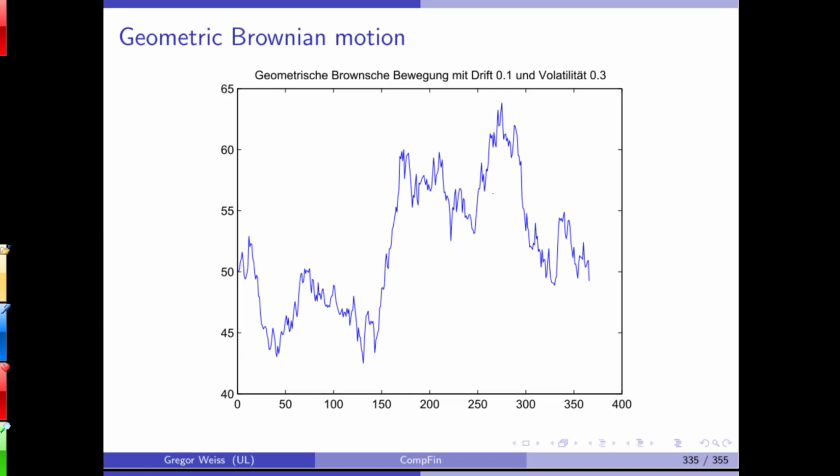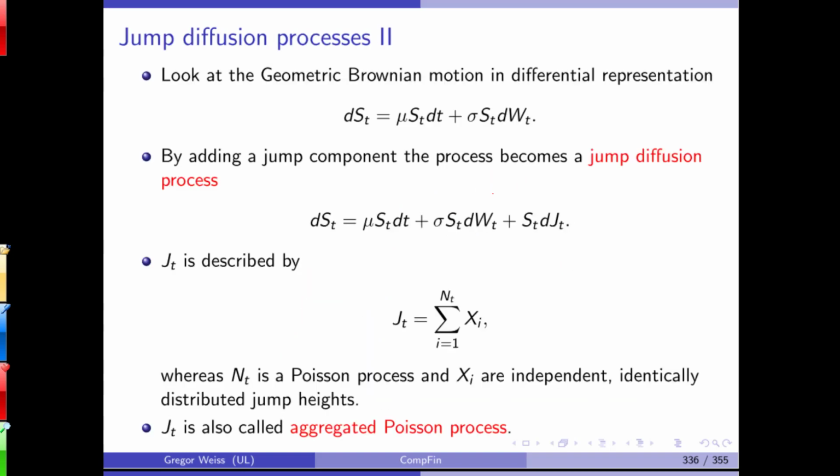Remember geometric Brownian motion, our simple model from the Black-Scholes model. Remember, dSt equals mu St dt plus sigma St dWt. And we'll now include a jump component. The jump diffusion process looks like this: dSt equals mu St dt plus sigma St dWt plus, and this is now new, St, the process itself, times the change in the jump process.